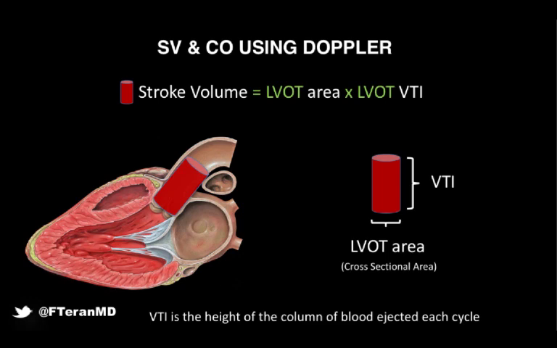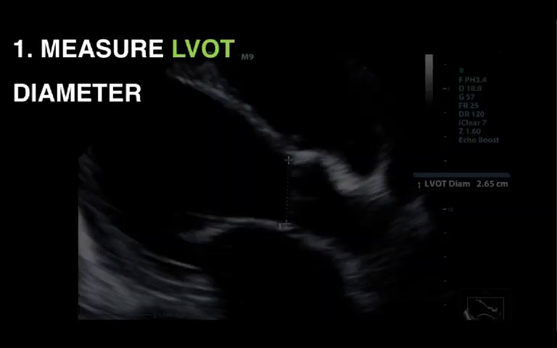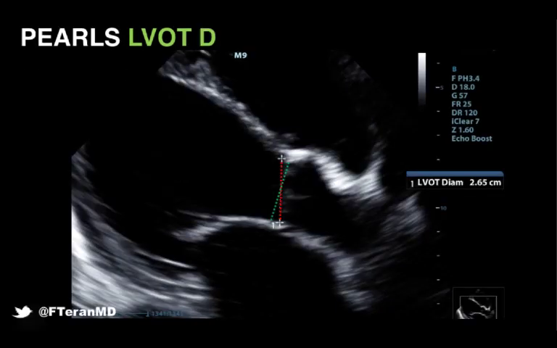So how are we going to do this? In order to do this, we want to first assess and determine the diameter of the LVOT. In order to do that, we're going to go to our parasternal long axis view, and we're going to do two things. I want to give you two pearls because this is critical for when you start actually doing this so that you get the numbers right.